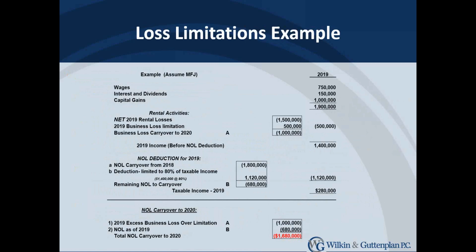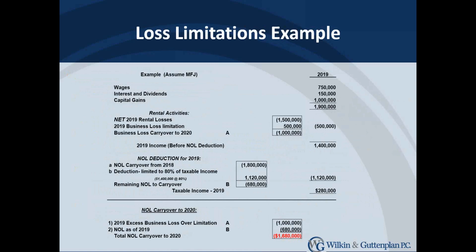And if we now look at what their net operating loss is to the tax year 2020, again, it's the sum of the current year's business losses that they couldn't use, as well as the remaining carryover losses from a prior year. So $1 million plus the $680,000 results in a new NOL carryover of $1,680,000.